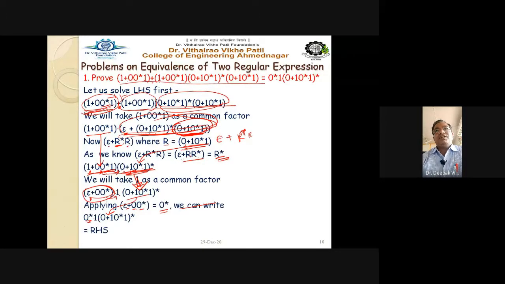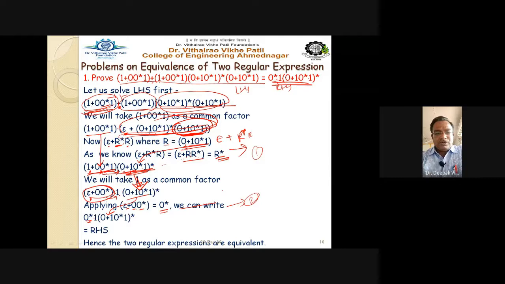Now look at this RHS, 0 raised to star dot 1 into bracket 0 plus 1 dot 0 star dot 1 bracket complete raised to star, this is nothing but your RHS. Hence, the two regular expressions on the LHS and RHS are equal. We have proved it with the help of our identity rules. We have used this identity rule here, and the second identity rule here. These two identity rules of regular expressions we have used here.